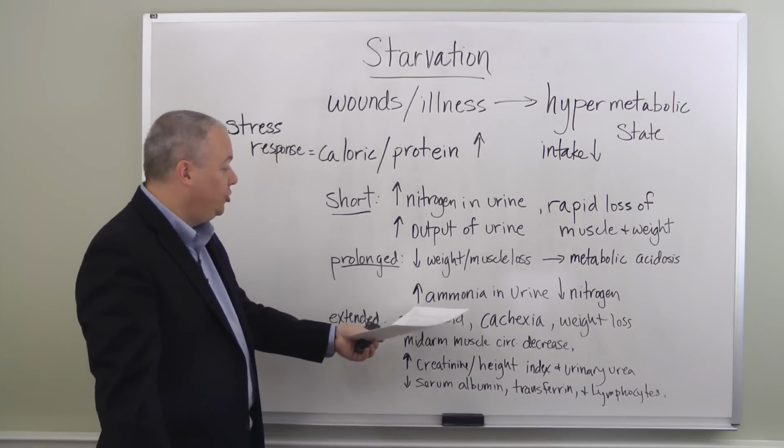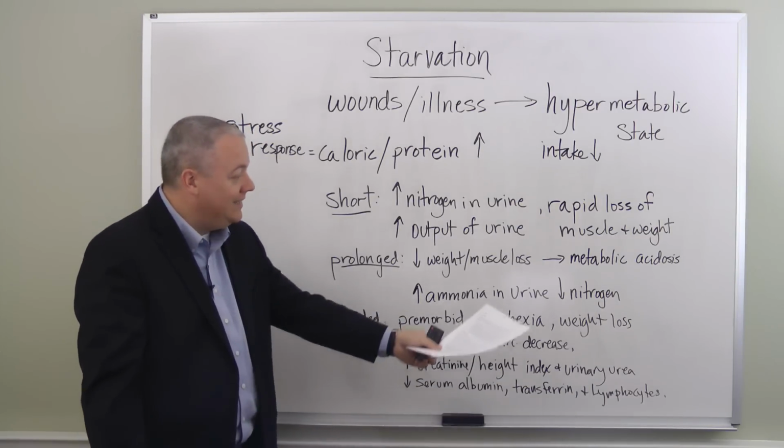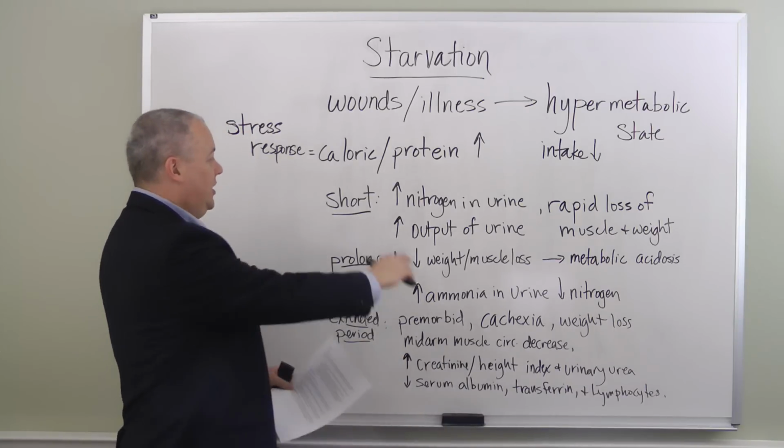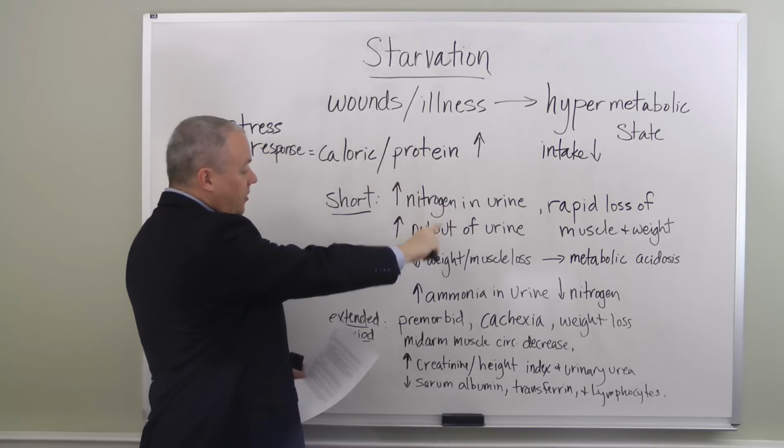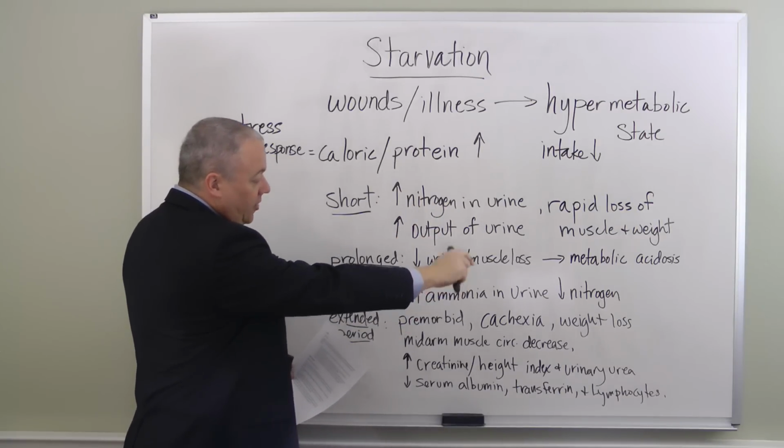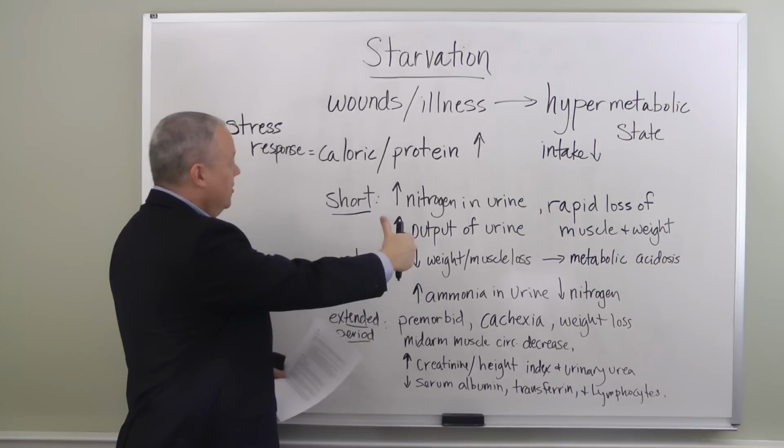What you do get, though, is a sharp increase in the ammonia in the urine and a decrease in the nitrogen in the urine. As you noticed here, short-term starvation saw a sharp increase in the nitrogen in the urine. Here, the nitrogen in the urine goes down, but the ammonia in the urine goes up.